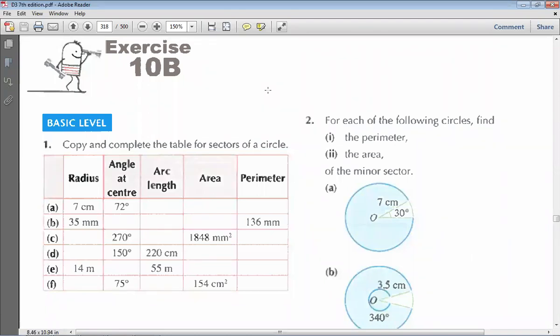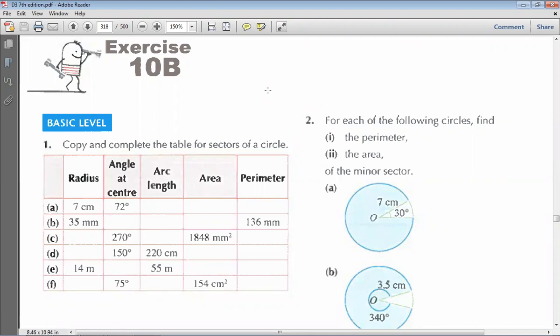Question number 1, it's D part. The radius is the question. The angle at the center by the sector is 150 degrees. The arc length is 220 centimeter. The area is the question, and the perimeter is the question.